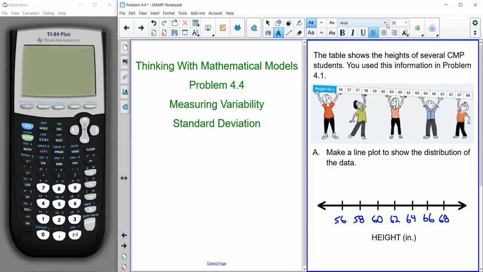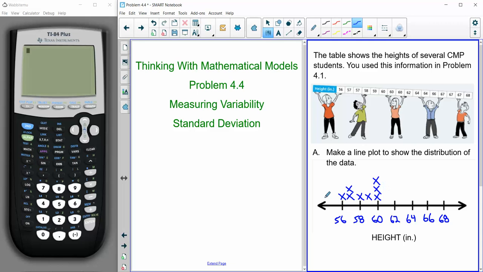Then we're just going to put an X above each mark for how many students are that height. So 56, there we go. There are two 57s, and I'm taking careful precaution to make sure the X's are the same size. 58, just one. 59, just one. 60, three students were 60 inches tall.